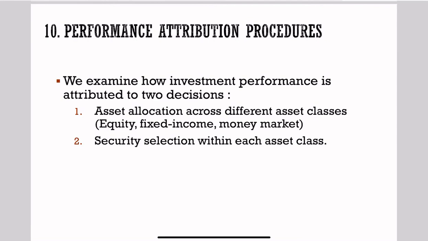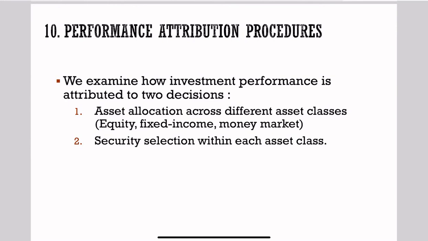So basically, asset allocation refers to the choice that you allocate your money into different assets. For example, if you have $100, then you would invest $20 into the money market, $20 into fixed income, and $60 into equity. Then this is called asset allocation. And then the second source of investment performance is called security selection.